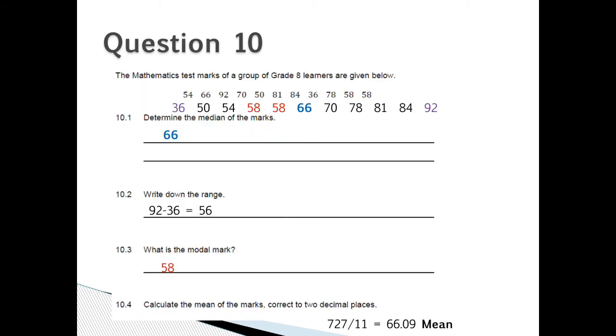10.1. The median of the marks is 66. And 10.2. The range is 92 minus 36, which will give you 56. 10.3. The modal mark is 58. 10.4. The mean is 727 divided by 11, which gives you 66.09.